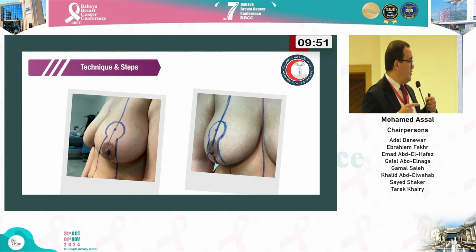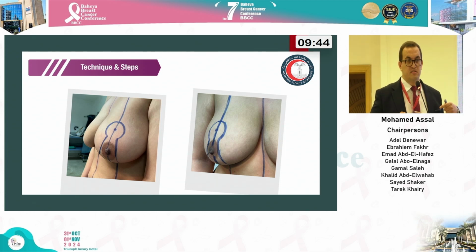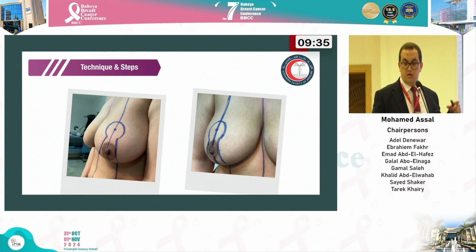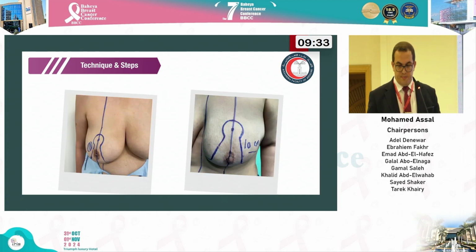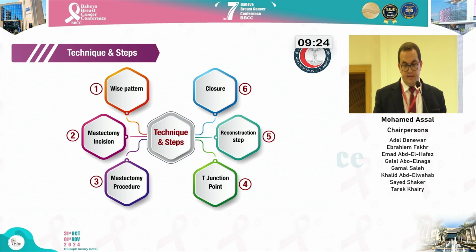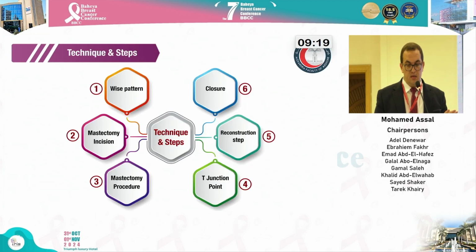After that, medial and lateral extension of the pillars to just 2 to 3 centimeters lateral to the midline to make the scar more hidden, and laterally I can make much more extension for the lateral incision to correct the dog ear, particularly in those with a large ptotic breast. After that, we start by de-epithelialization of the wise pattern, as you can see, and the mastectomy incision usually from the lateral side.